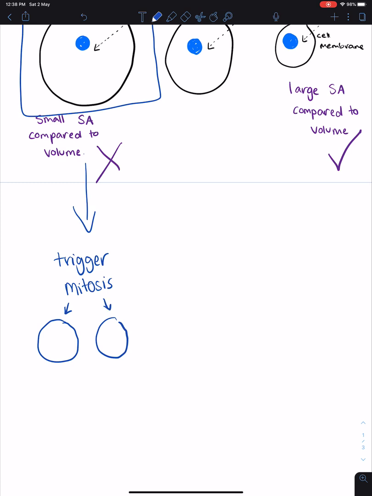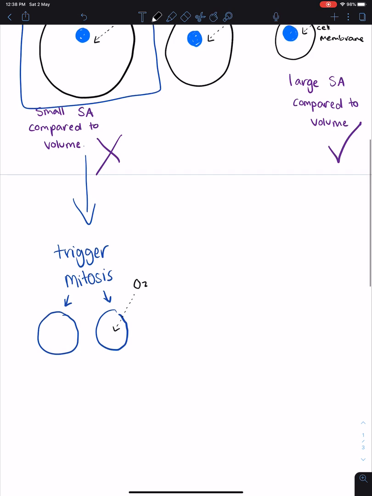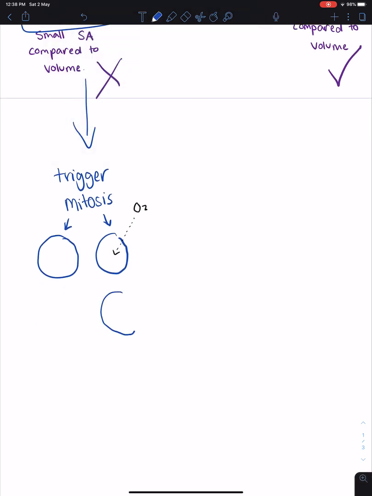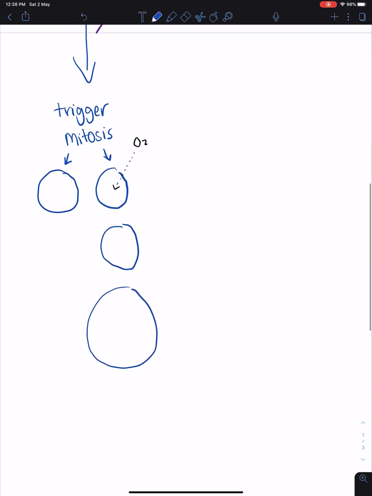Now they have a large surface area compared to their volume, and essential molecules such as oxygen can easily diffuse in. And then over time, those cells are going to get bigger and bigger and bigger, of course. And then when they get too big, the same thing is going to happen again. And it's all driven by this ability for those molecules to diffuse into the cell.